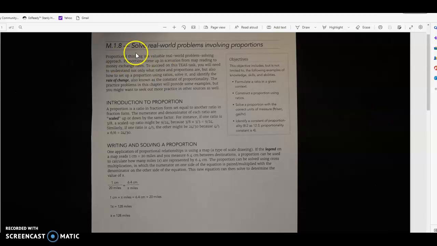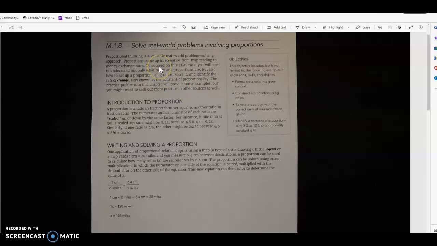In section 1.8, we're going to solve real-world problems involving proportions. So we need to first look at our objectives. We're going to formulate a ratio in a given context, construct a proportion using ratios, solve a proportion with the correct units of measure, and identify a constant of proportionality.